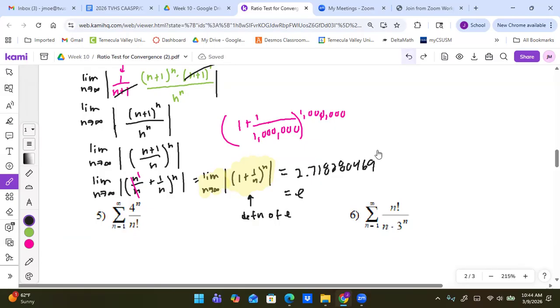Okay, e is greater than 1. Alright, diverges. Okay, can you do the rest of the packets? I know, pretty cool. Pretty cool.